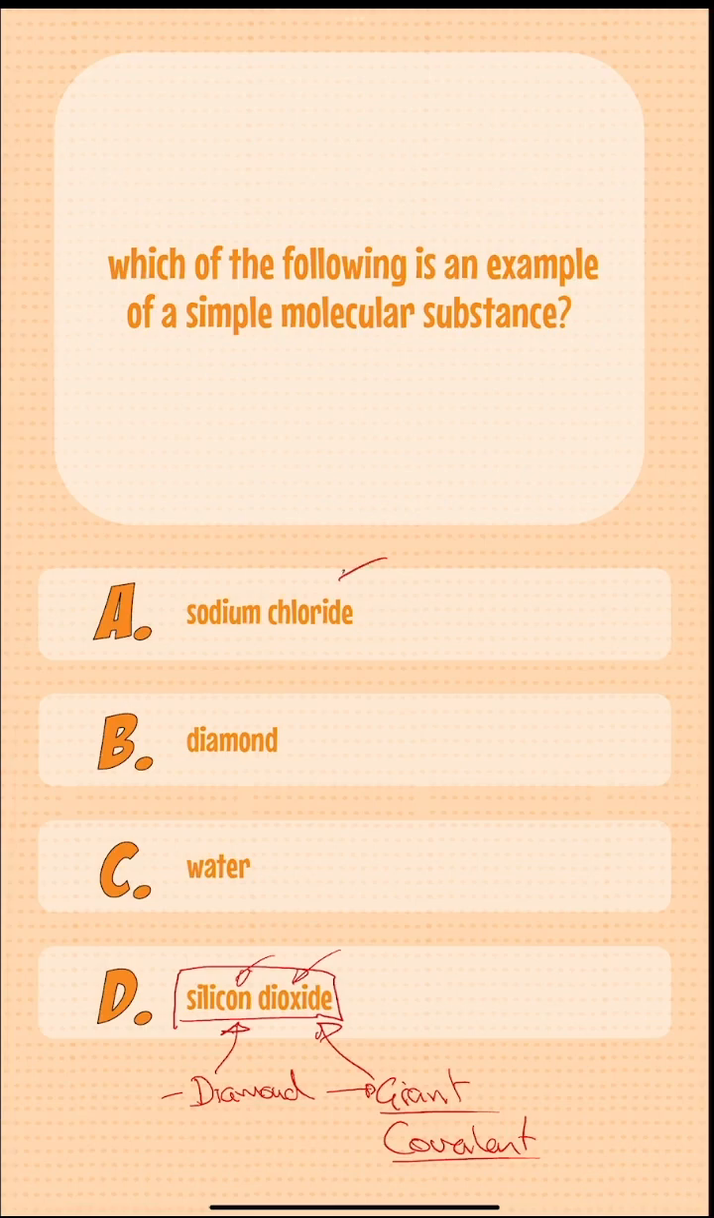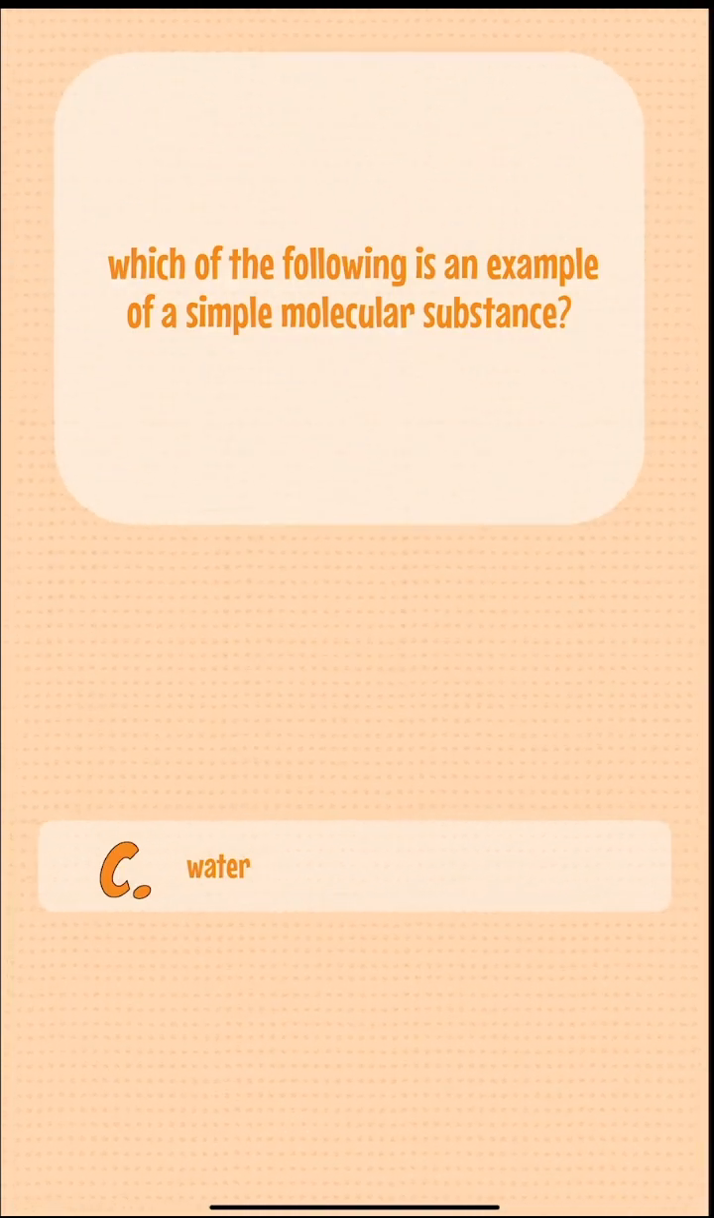Okay, so this one here, sodium chloride is ionic, not simple molecular. Diamond is also giant covalent. So diamond and silicon dioxide have the same structure. So the answer is, well done, water.